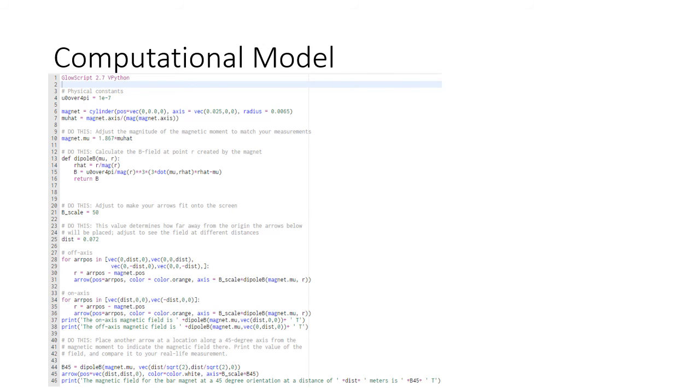This is the code for my computational model. Using the Biot-Savart law for the magnetic field due to a dipole and the built-in dot product function in GlowScript, I developed a function to calculate the magnetic field due to a dipole at a given observation location in lines 13 through 16. I then adjusted the magnitude of the magnetic dipole to match my observed values at a distance of 7.2 centimeters, at which point I was able to call the dipole function to calculate the field of the dipole oriented at a 45-degree angle.